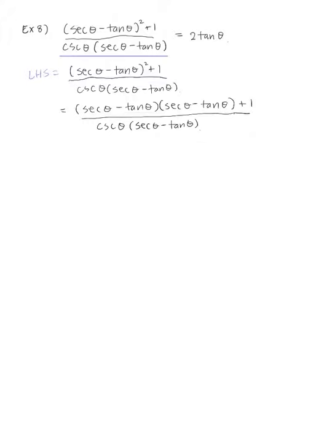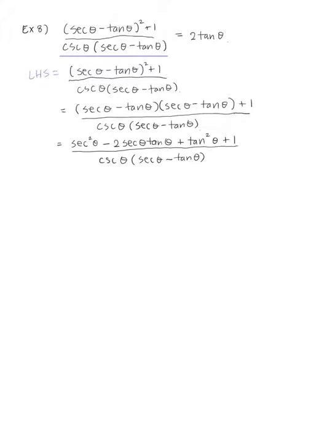Okay, so now let's try to multiply out the numerator. So here what do you get? Secant squared of theta, and then minus 2 secant of theta tan of theta, and then plus tan squared, and then plus 1, whole thing over cosecant and secant minus tan. Sorry about that. That was a minus in between.